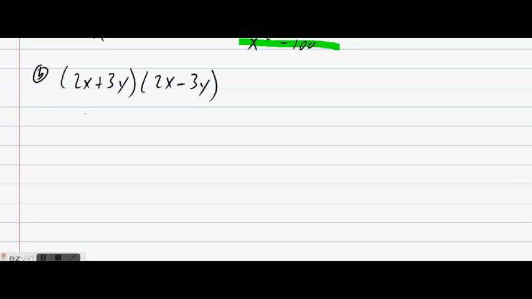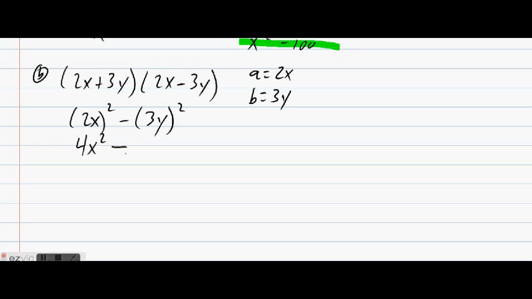Okay, let's start going through it together now. So a is equal to 2x, b is equal to 3y. Well, as you recall, the pattern said whatever a is, we square it, minus whatever b is, and we square it. So 2 squared gives me 4, and then there's my x squared, minus 3 squared gives me 9, y squared, there it is. And you're done. Alright?